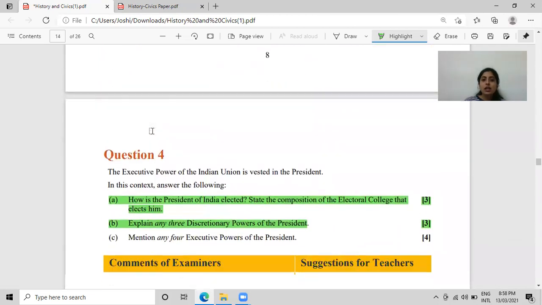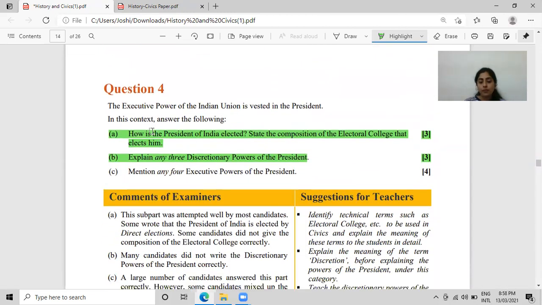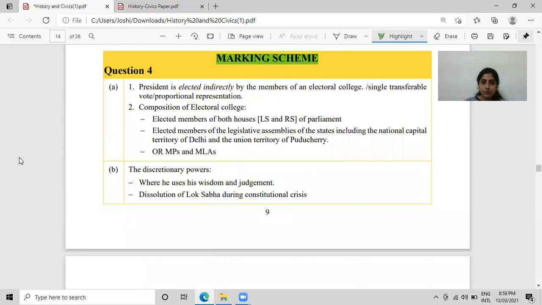Let's go to the second question, that is question 4. And here I have highlighted the 2 questions, that is question A. How is the President of India elected? Next question. State the composition of the electoral college that elects him. Question B of question number 4. Explain any 3 discretionary powers of the President. Let's see how these 2 questions are being answered.